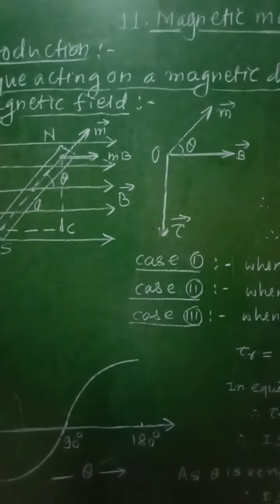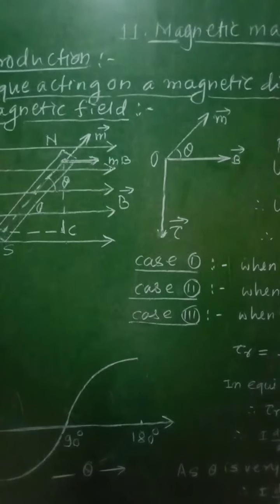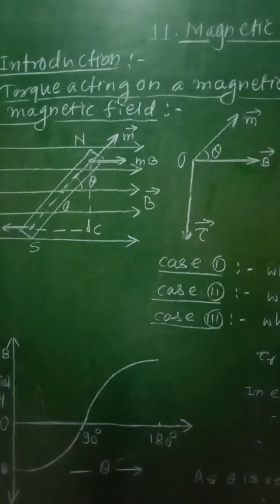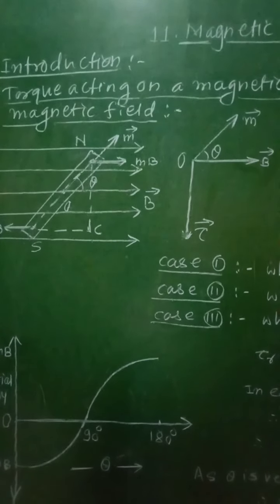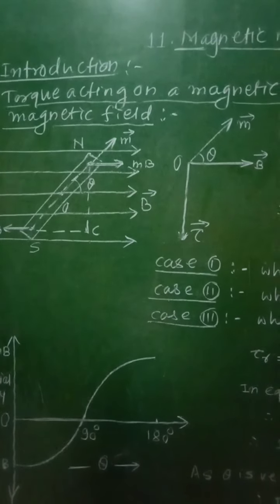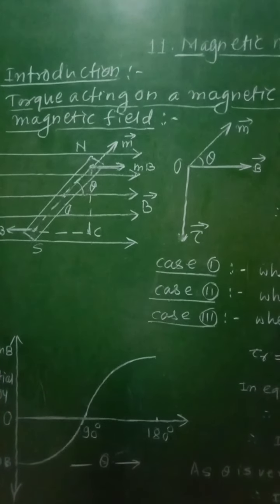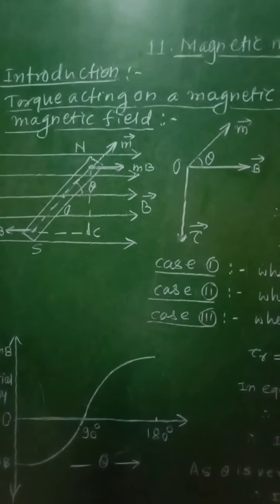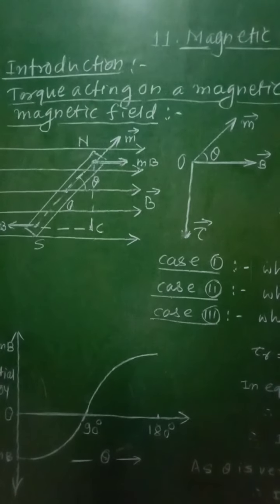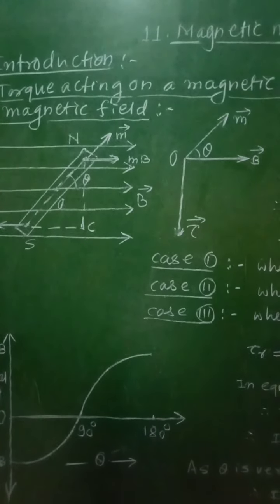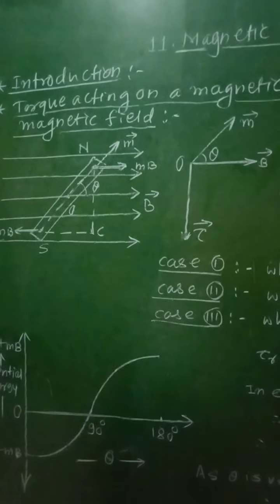Now when a bar magnet is placed in a uniform magnetic field, then the same effect will be observed. The forces exerted on the bar magnet due to the magnetic field are along different lines of action. These forces form the couple, and this couple will produce purely rotational motion of the magnet.